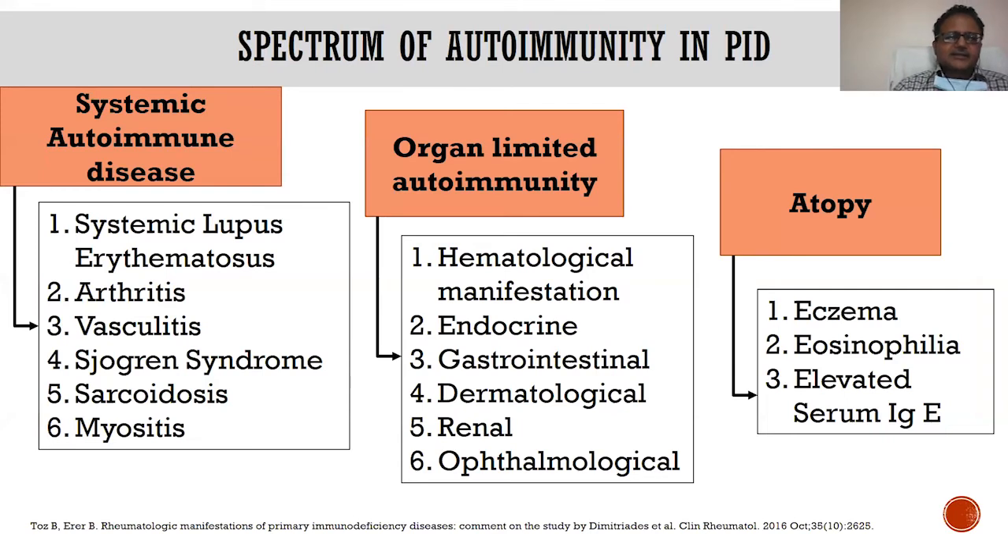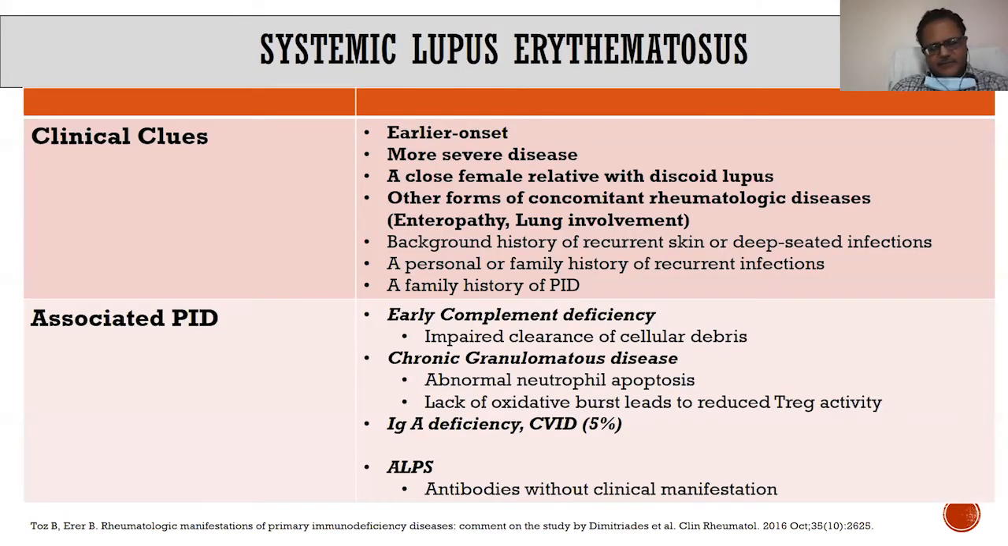These diseases can be systemic autoimmune diseases, or organ-limited autoimmunity, or could be in the form of autoimmune thyroid disease. So in SLE, we'll take one example: if a person has early onset SLE, more severe disease, has a close family relative with SLE, and has other unusual forms of rheumatological manifestation like enteropathy or lung involvement, in the background of a history of recurrent skin or deep-seated infection, family history of PID, or personal or family history of recurrent infection, we should think of primary immunodeficiency. These are some of the immunodeficiencies which can be seen in patients with SLE.